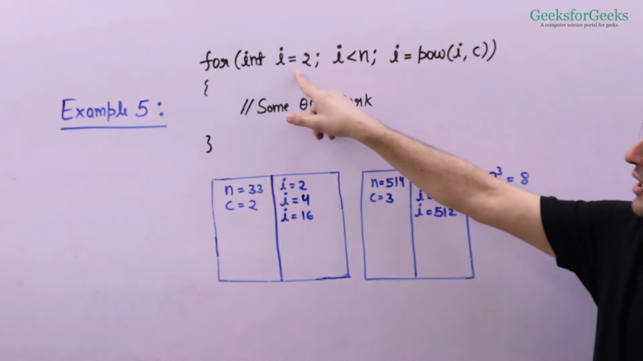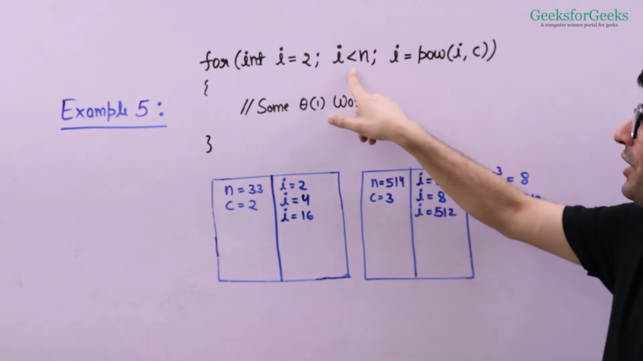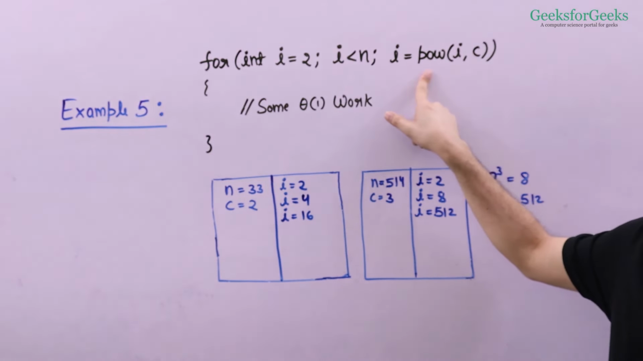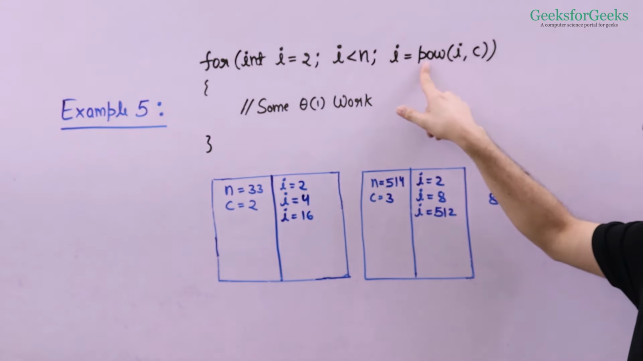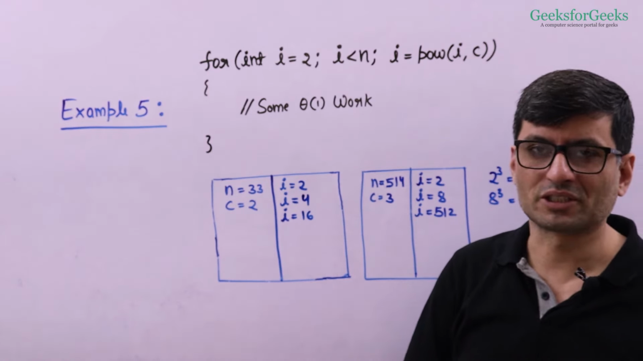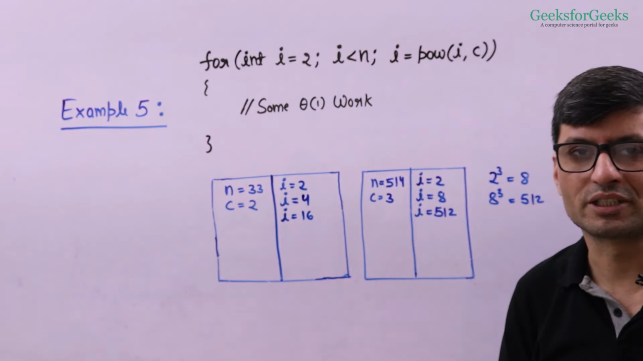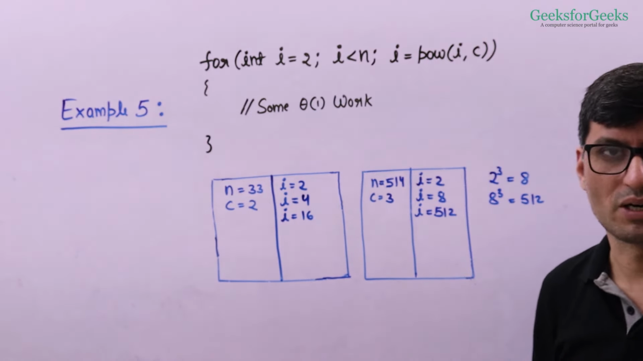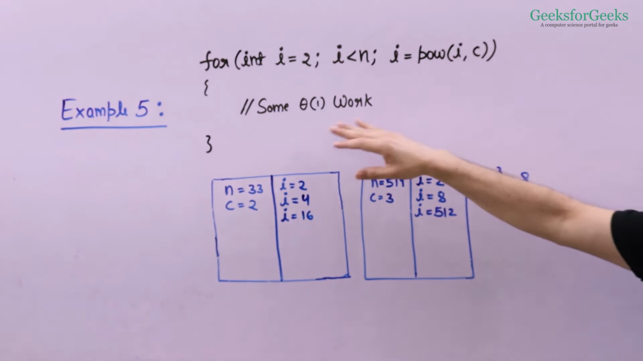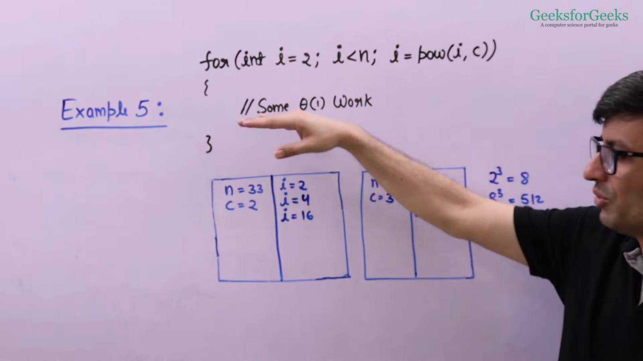So what are we doing here? We begin with I equal to 2, we run while I is smaller than n, and we do I equal to I raised to the power c. So I've written the pow function here. If you're programming in C and C++, you can assume the same function is present. But if you're programming in Java, you can use Math.pow, right? So this function gives you the power, and we are doing some constant work inside the loop again.